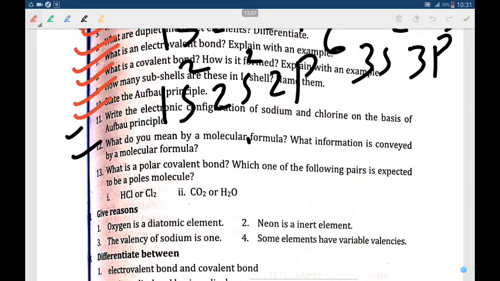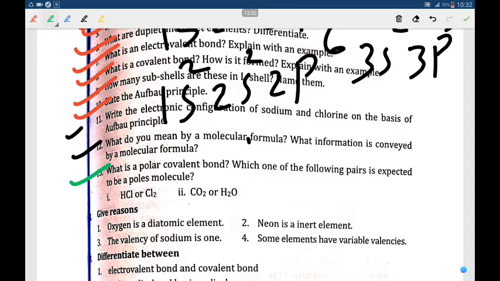Done? Now students, we are discussing question number 13. What is the question? Which one of the following pairs is expected to be a polar molecule, right? Polar compound. So a polar compound is defined as that compound in which a pair of electrons is unequally shared between two atoms.